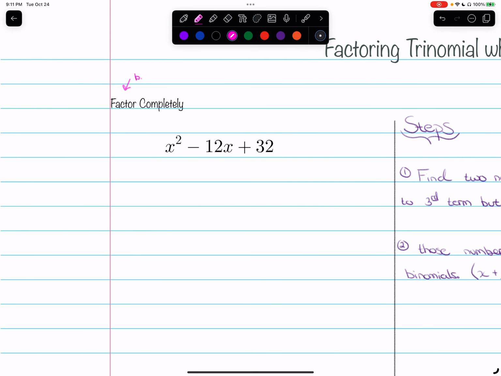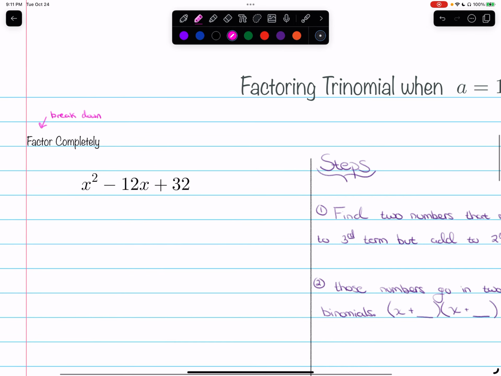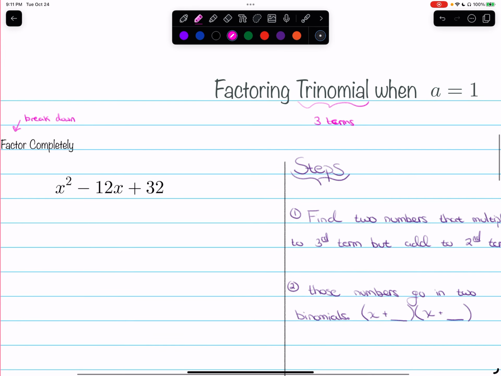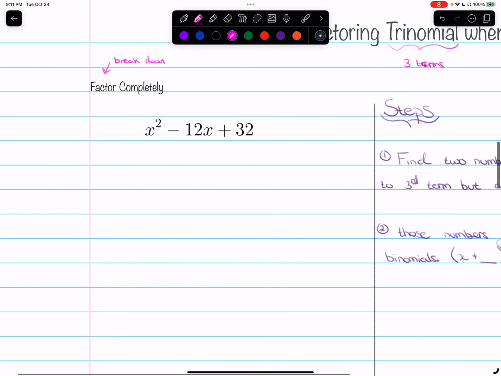Factoring means breakdown. So we're going to break this down into two things that multiply to get back to where we are. If you look at my title, trinomial just means three terms. So this works for three terms, and then your a needs to equal 1. This is coming from standard form. What we have here is the standard form of a quadratic, in the form ax squared plus bx plus c.